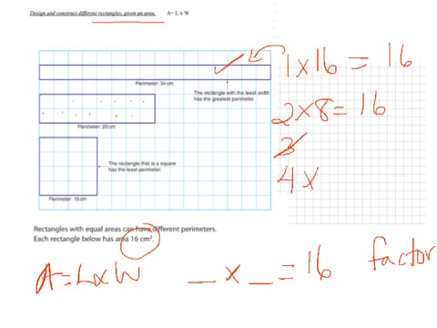4 times something will work. 4 times 4 is 16. Now we have all of the factors of 16. So we have found all of the rectangles that will multiply to equal 16.